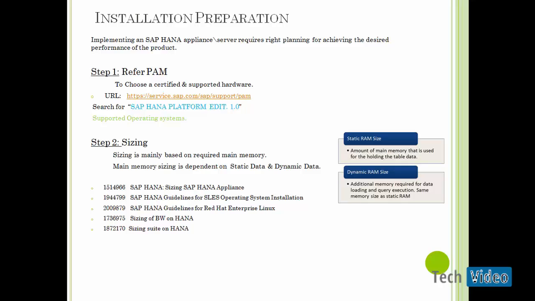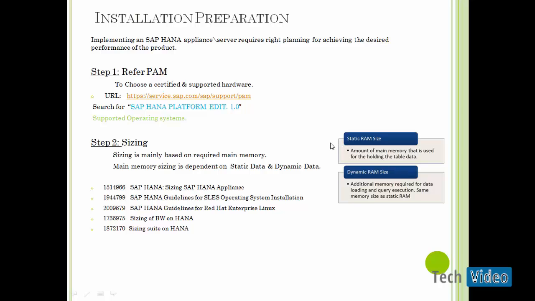This can vary based on the scenario the system is going to be used. For BW it is different, for SAP Business Suite systems it is different, for NetWeaver it is different. So based on the scenario of implementation, the size of the main memory can vary. And main memory sizing is basically dependent on static data and dynamic data. Static data means static RAM size and dynamic data means dynamic RAM size.